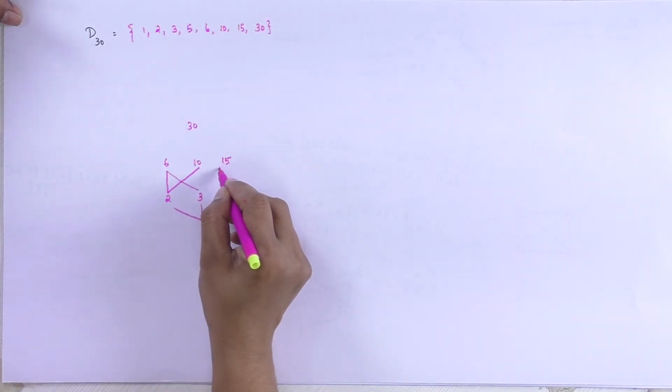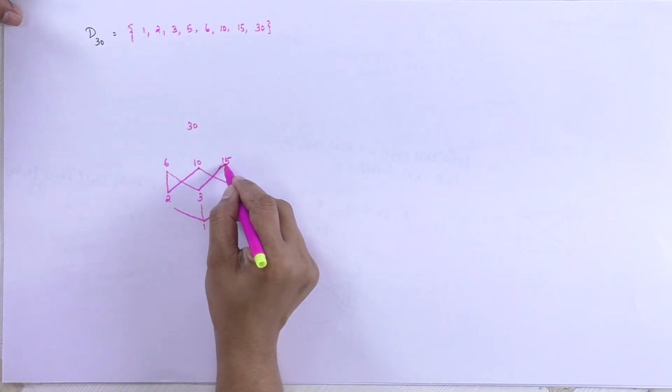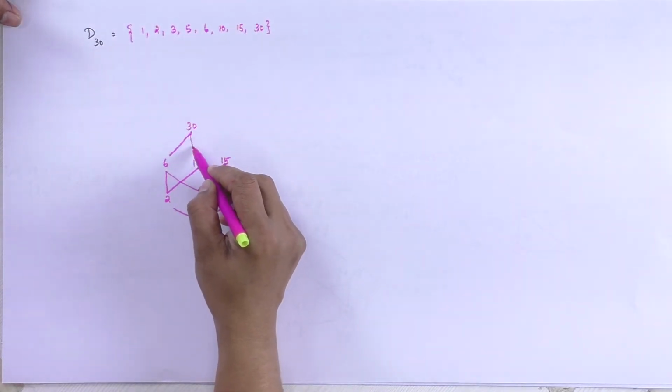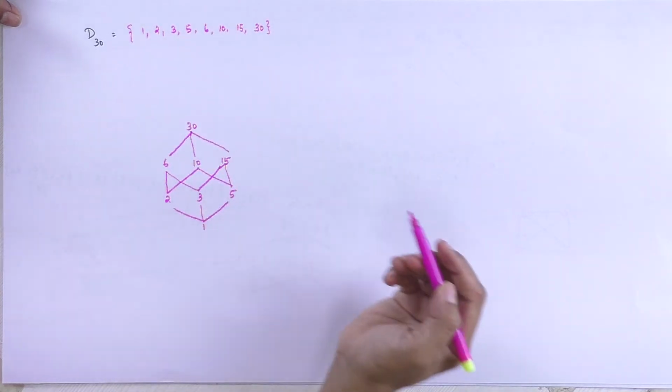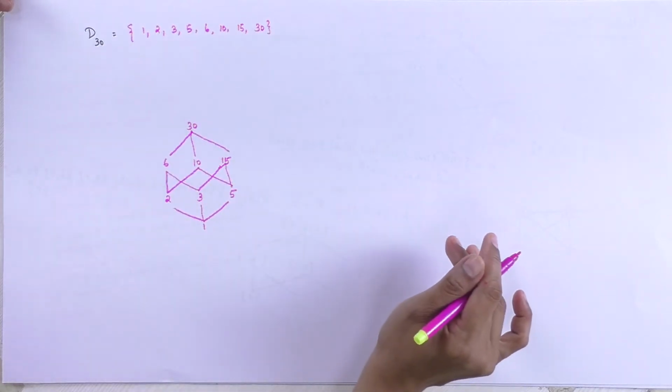3 divides 6, 3 divides 15. 5 divides 10, 5 divides 15, right? 6 divides 30, 10 divides 30 and 15 divides 30. So, this is the Hasse diagram for the divisors of 30.